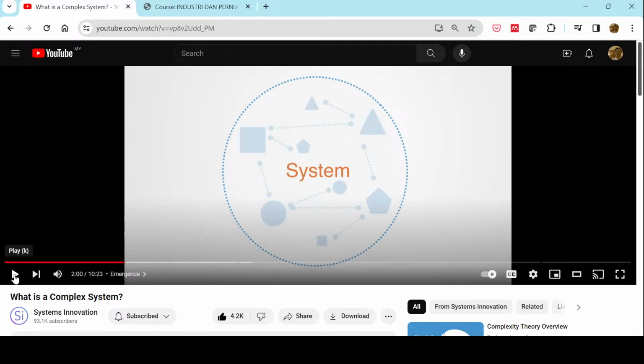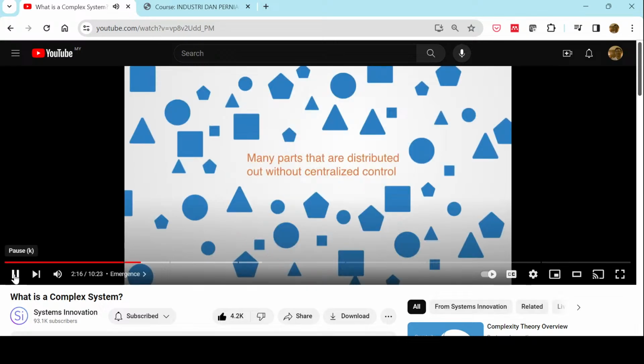Now, let's start adding complexity to this. Probably the only property that will be in all definitions of a complex system is that they consist of many parts. Many parts that are distributed out without centralized control. Organization is formed out of the local interactions between the parts through a process of self-organization that gives rise to the emergence of new levels of organization.